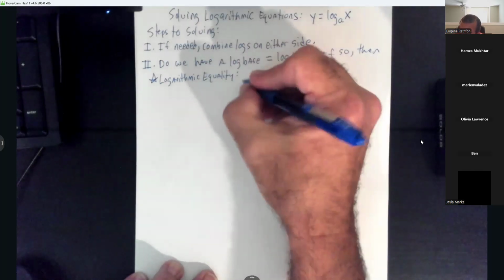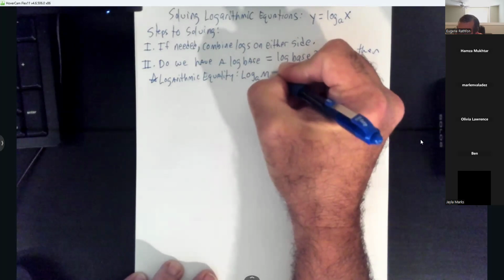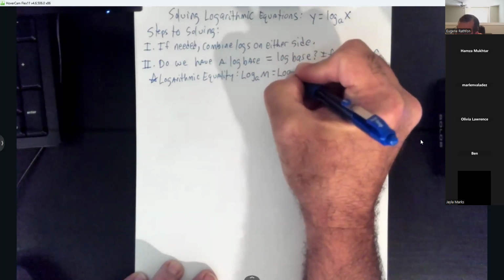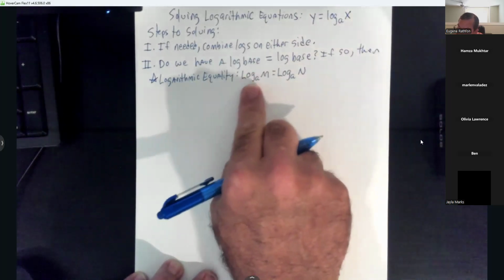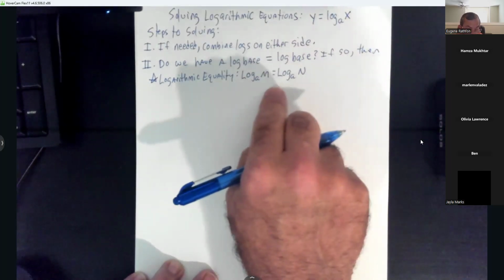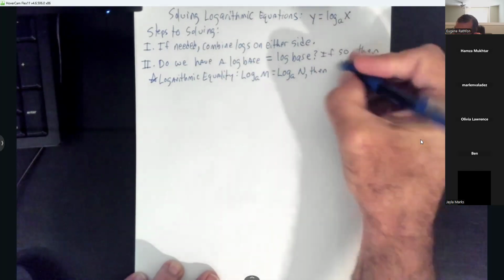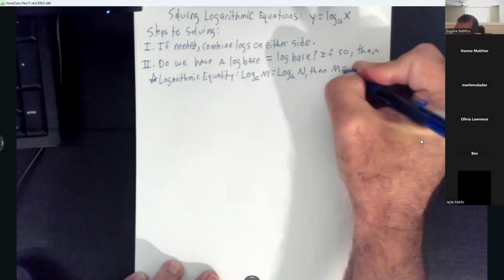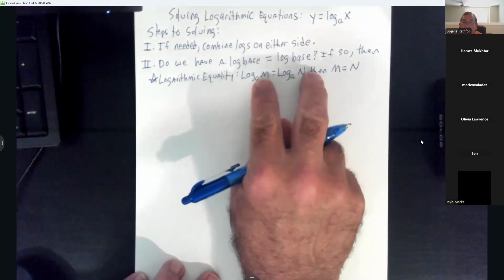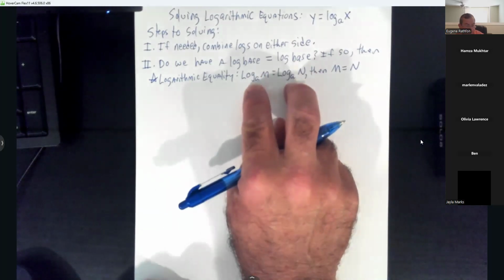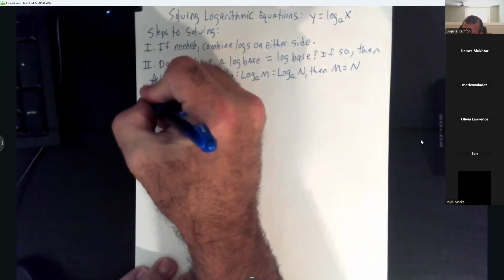Logarithmic equality tells me if I got a log base a of m equal to a log base a of n, so I got the same base logs on either side, then that means if the bases are the same, m has to equal n. Right? The results got to be the same if they're equal and they got the same base. All righty.